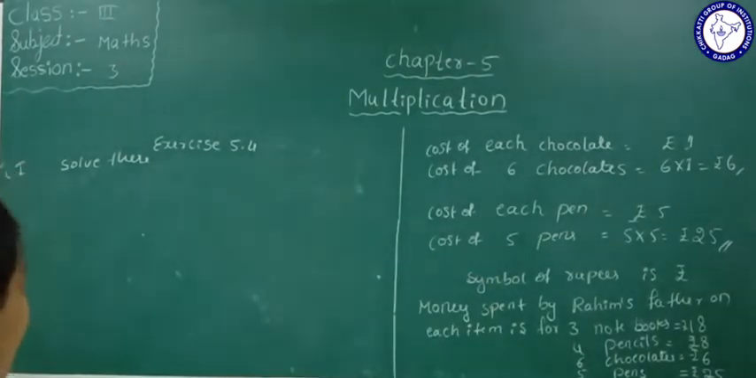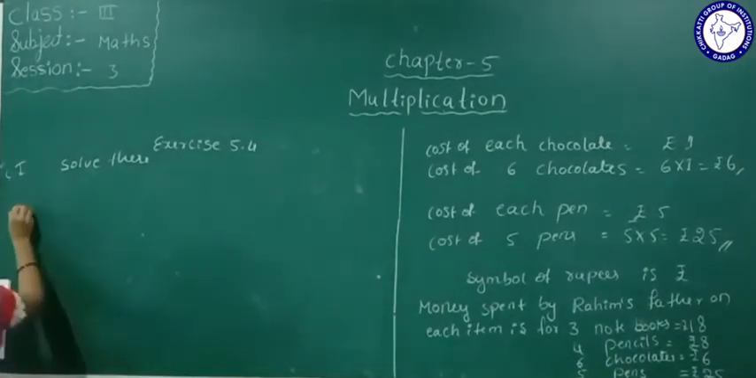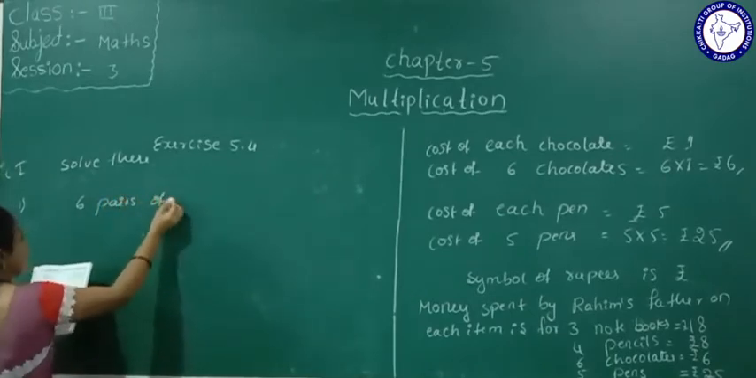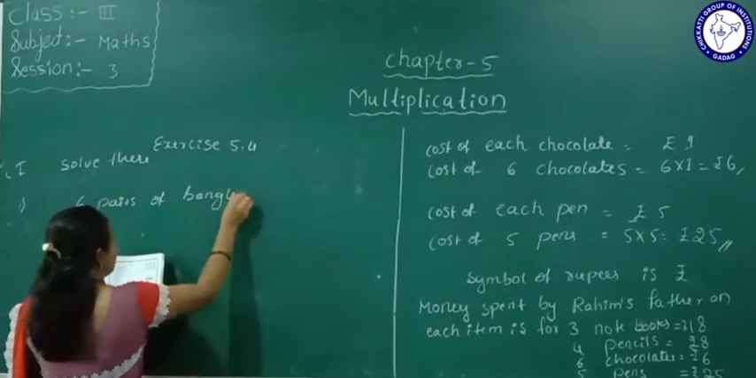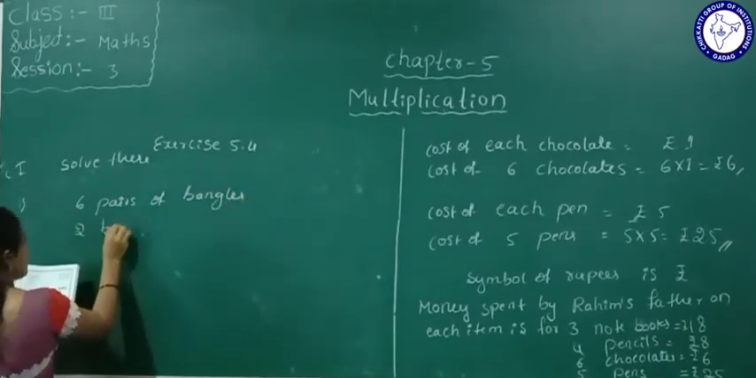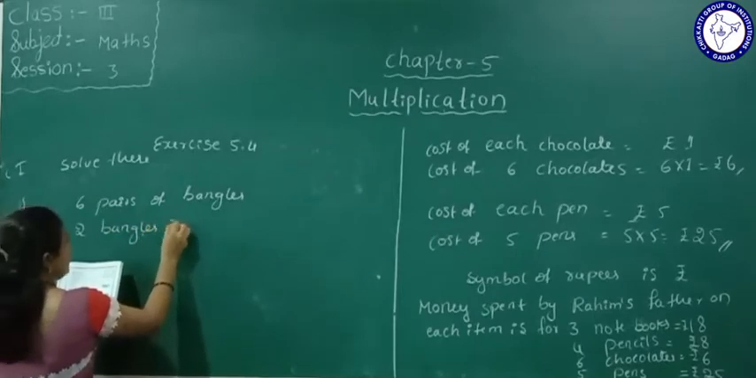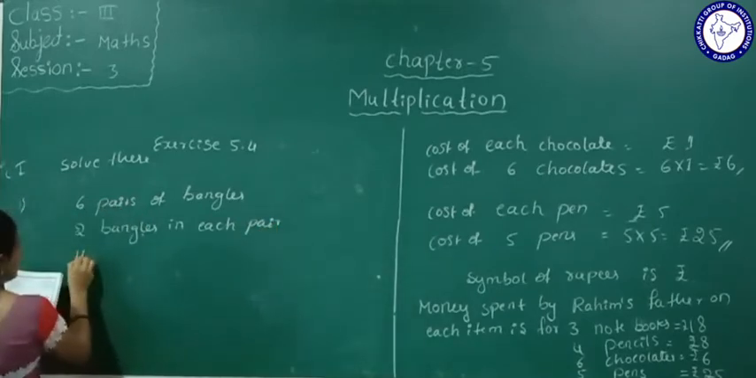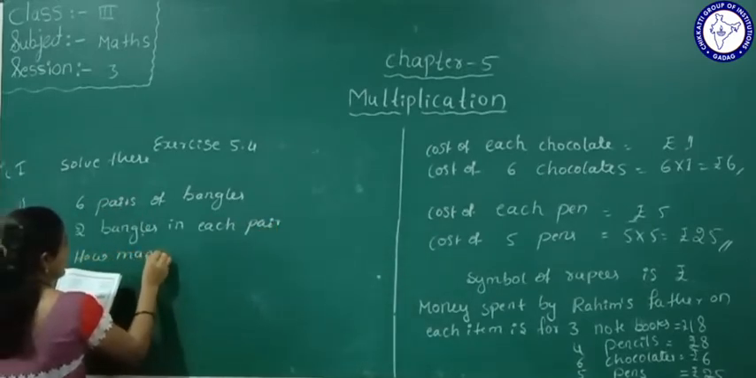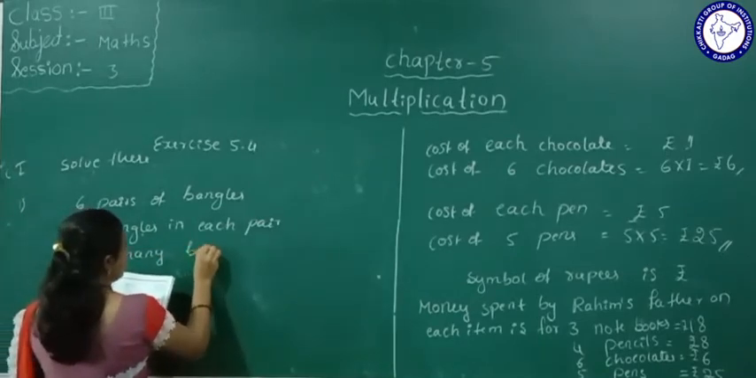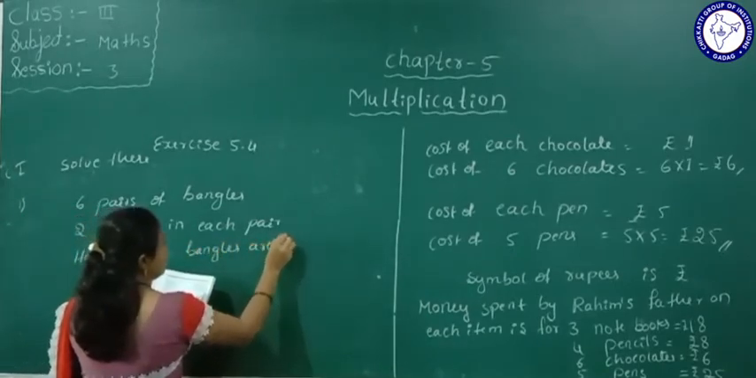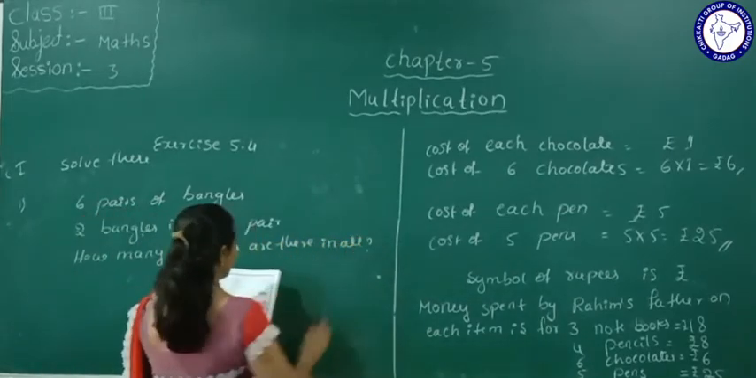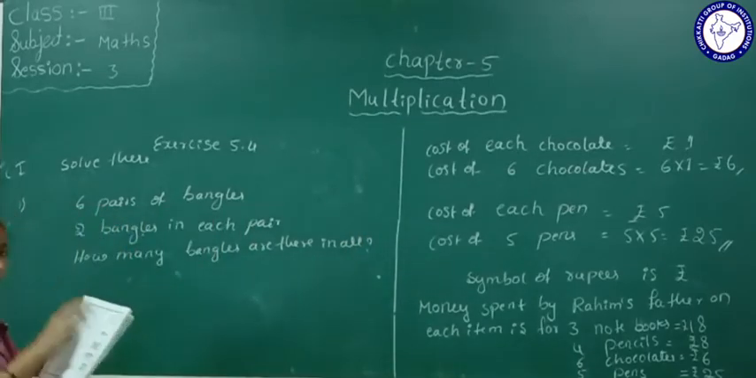Yes, we'll do it now. See students. So the first one, they have given 6 pairs of bangles, 2 bangles in each pair. How many bangles are there in all? So here, how many bangles are there overall?